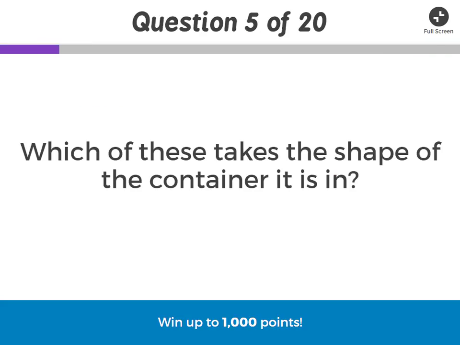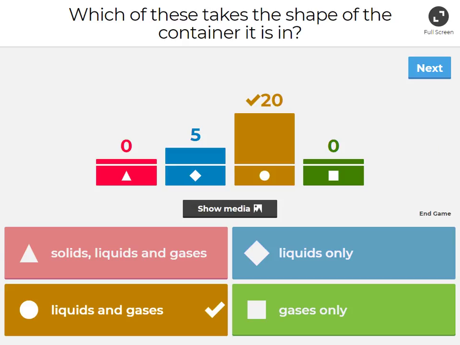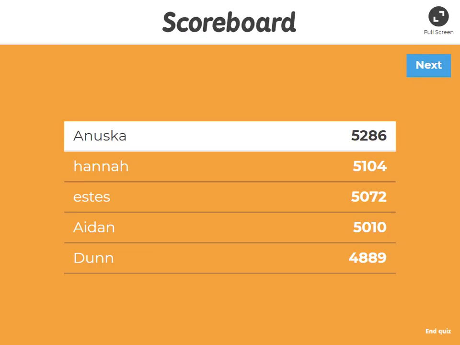Which of these takes the shape of the container it is in? Okay, so that is assuming the liquid is full for it to take the space the container is in. But if you put liquids and gases, a couple of you guys put liquids only, definitely gases are going to at least be the minimum answer. They're spread out very well to take up their container.